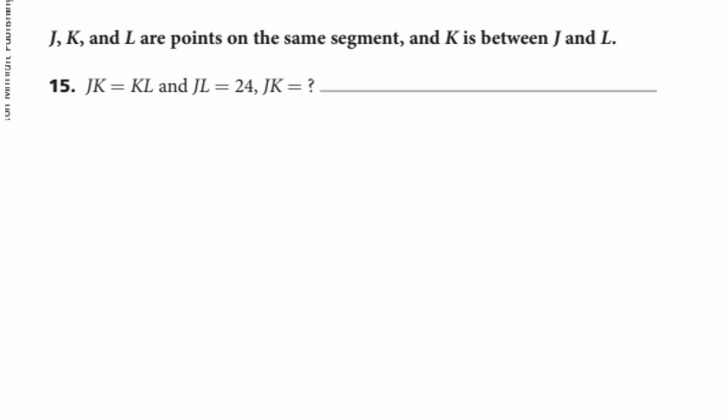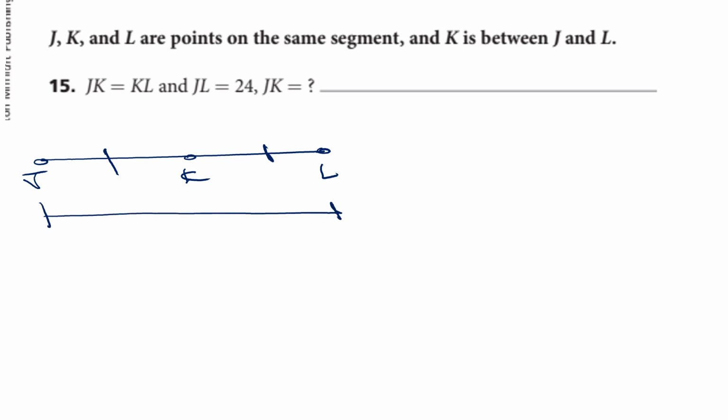Okay, now JK is equal to KL. Let's see here. They have J, they have K, and there is an L. Now JK and KL are congruent or equal to each other, and JL, the distance from here to here, is 24. You have to find out the JK.